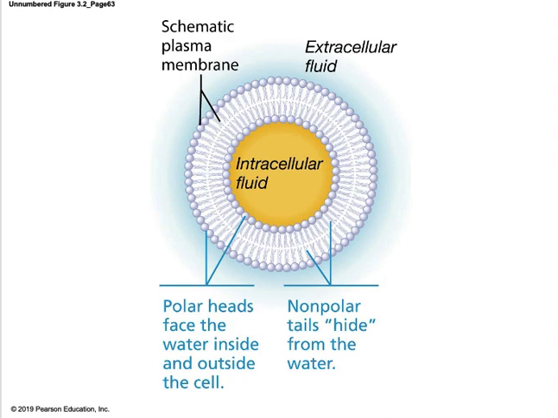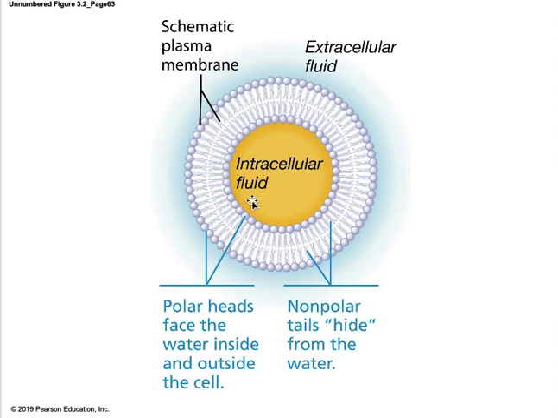Now don't be tricked here. Most of the membrane is made of fat. Most of the membrane is made of those fatty acid tails, and so it is considered to be a nonpolar structure. It just happens to also have polar heads to allow it to exist in the water-filled intracellular fluid and the water-filled extracellular fluid. Everything else in between here is fatty.